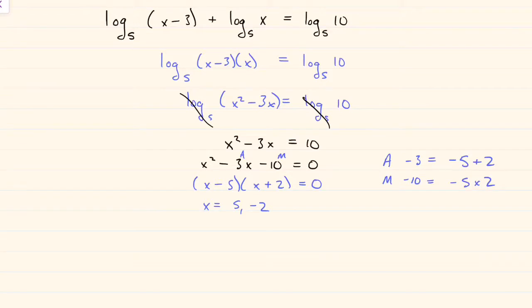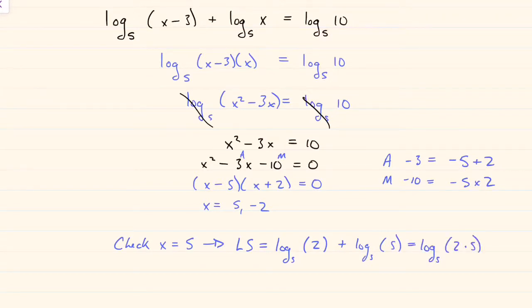With any log equation, you always have to check your solutions. So first I'm going to check x equals 5. I'm going to do this by subbing 5 into the left side of the equation and just seeing that it equals the right side of the equation. So log base 5 of 5 minus 3 is log base 5 of 2, plus log base 5 of x is just log base 5 of 5. Because it's adding, I'm going to multiply those, and I get log base 5 of 10, which is the right side, so these are equal, so 5 works.